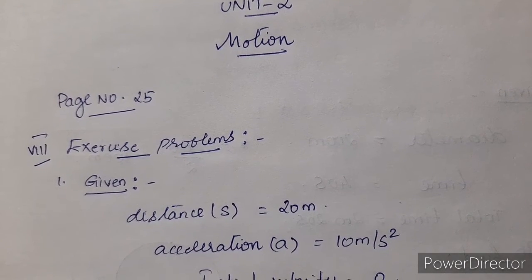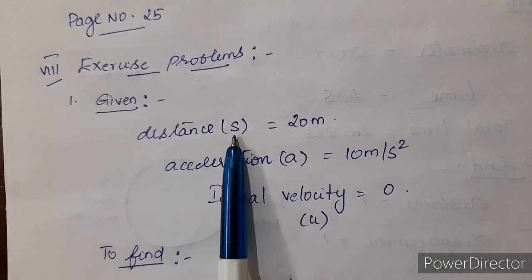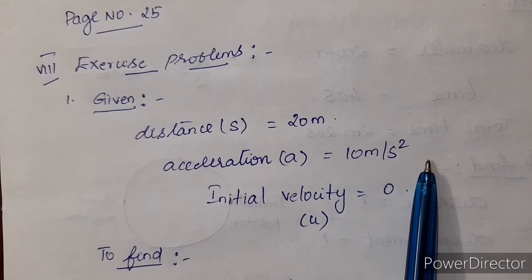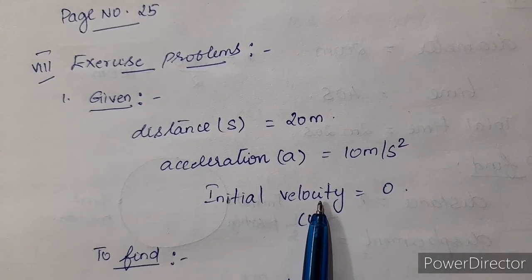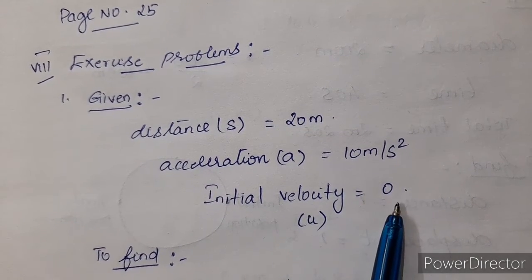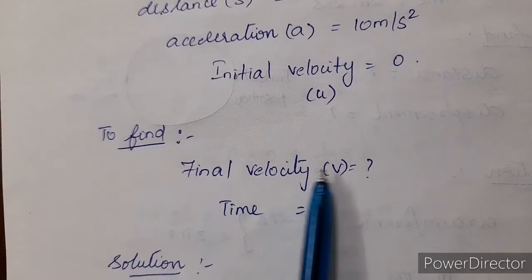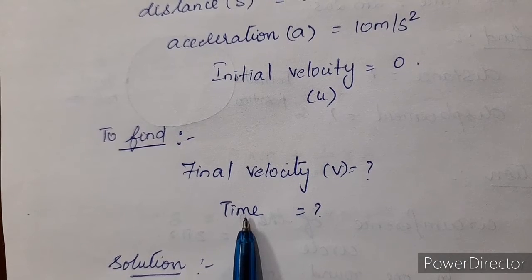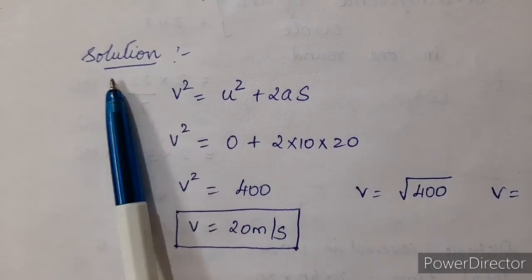After what time will it strike the ground? Here the distance s is given as 20 meter and acceleration is 10 meter per second square. Now the initial velocity is 0, isn't it? So it is dropped from a height, isn't it? So the initial velocity will be 0. Now what we have to find out? We have to find out the final velocity v and also the time that it will take to strike the ground. Now let's see the solution.